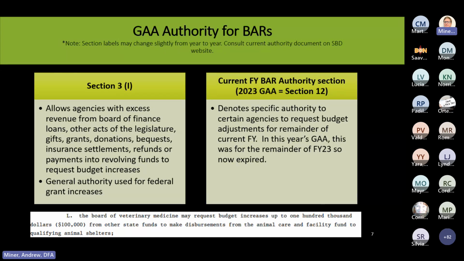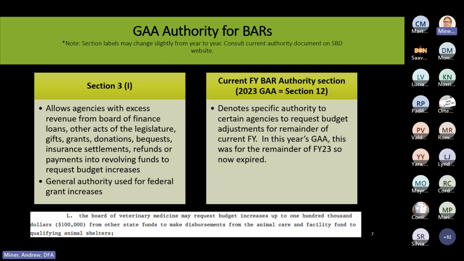But I do like to give a word of caution here. I have seen it in the past where agencies are not sure what authority they have to submit a BAR, and so they will do what I call "magic 3I": they put 3I on the BAR form and just hope for the best. And we'll look at it and say, no, 3I does not cover this requested increase. So just be careful. It is not as broad as some agencies sometimes think. Please be aware of that.